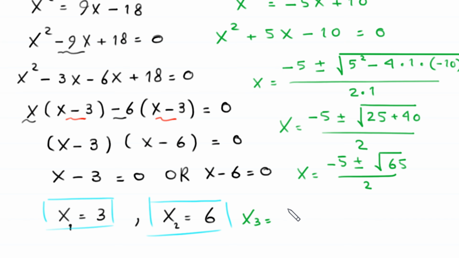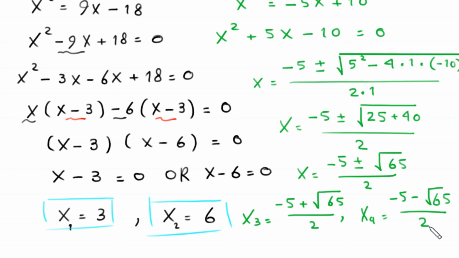And from here we get other two solutions. x3 is equal to negative 5 plus root 65 over 2, and x4 is equal to negative 5 minus root 65 over 2. So we have four solutions for this equation: 3, 6, and negative 5 plus root 65 over 2, and negative 5 minus root 65 over 2.